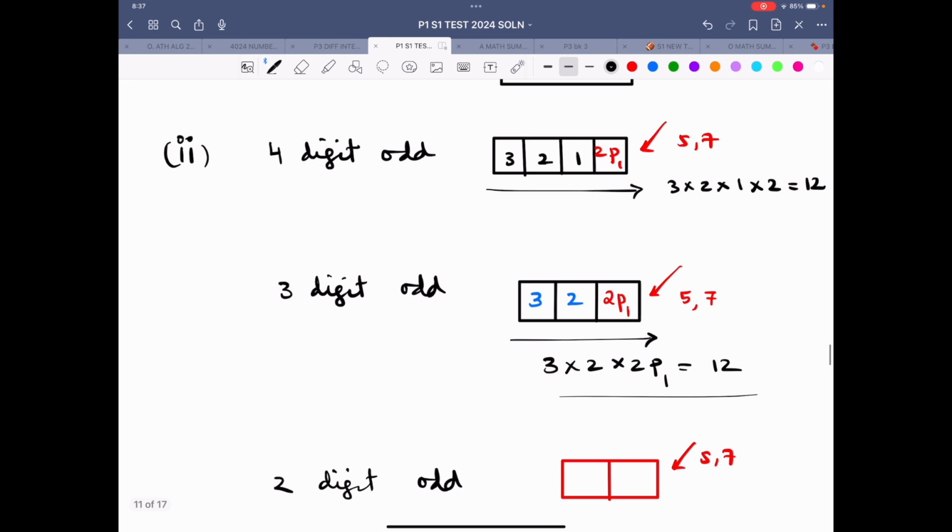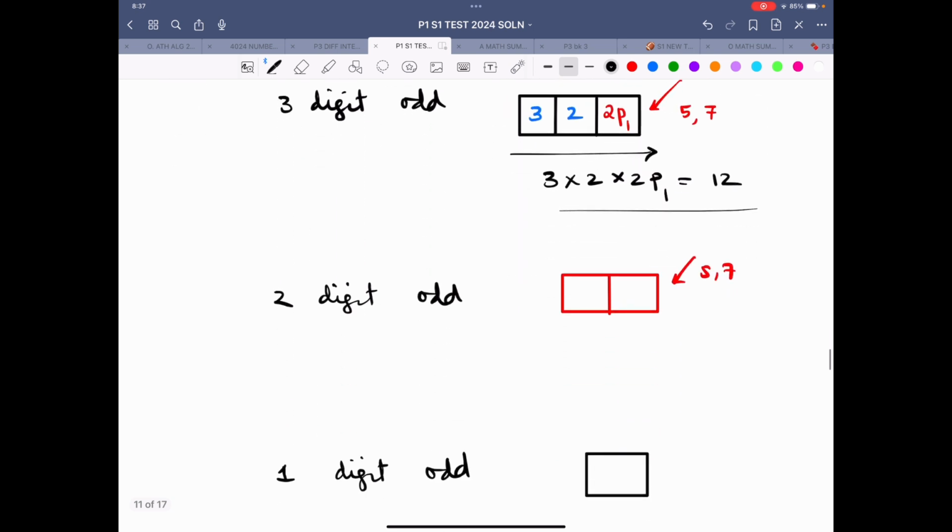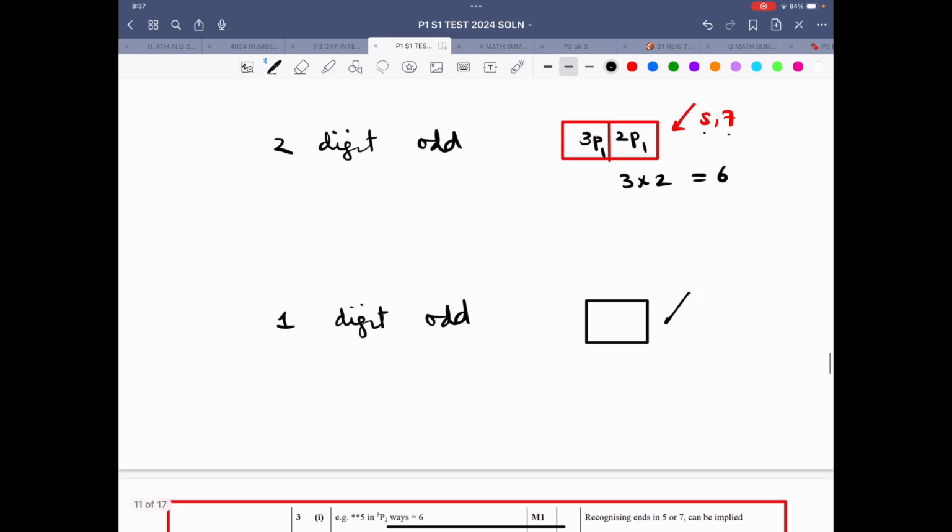We already have this 12 over here. Over here 2P1 for any one of these two, and one of the three could occupy this space. Let me write 3P1. So 3 into 2, that comes out to be 6. And the last digit has to be odd for the one digit number. It could be any one of these two. So therefore this is 2.